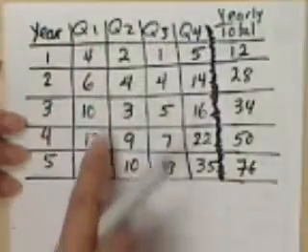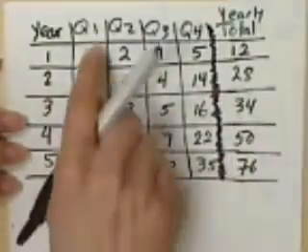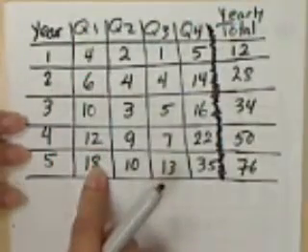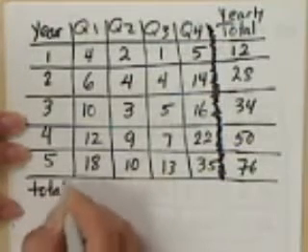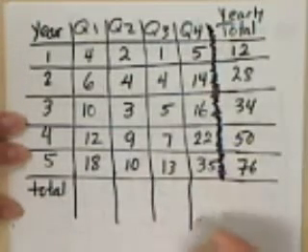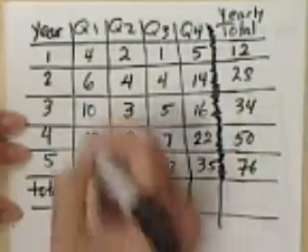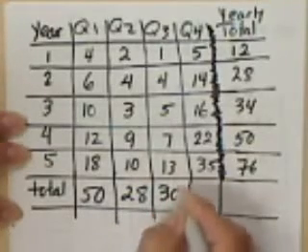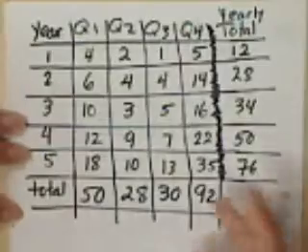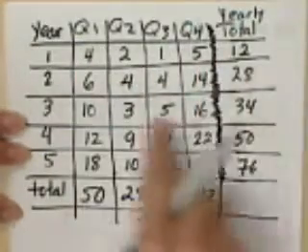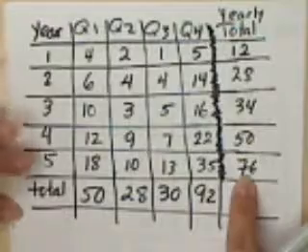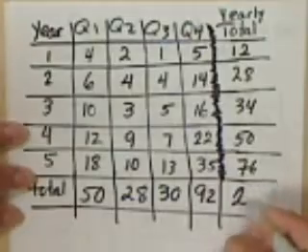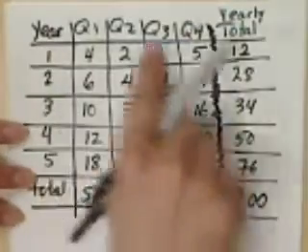Notice how I have designed the data so that all the quarter ones or all the season ones are listed together in a column. What we need to do is to total the data for each season. So if I were to total this column, I get 50, I get 28 here, 30, and 92. The year totals for every year are listed in this column total right here at the end. If I were to add this up, I get 200, which is essentially the summation of all of the data.